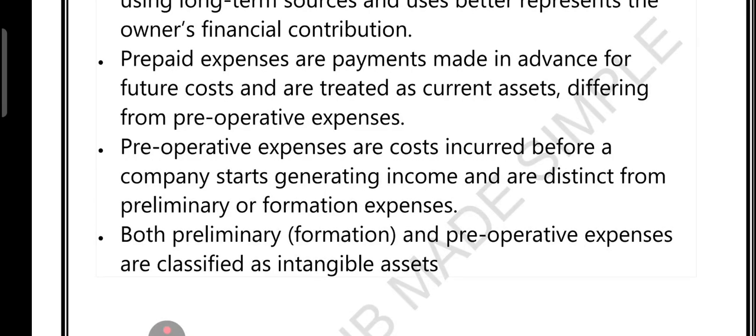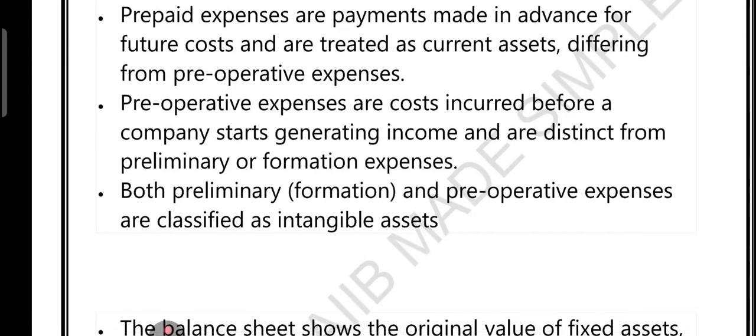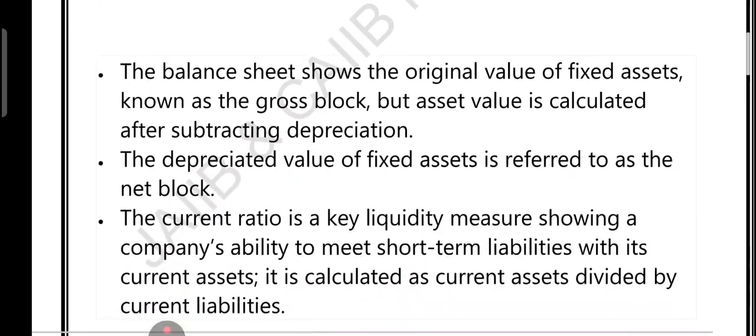Pre-operative expenses are incurred before the business starts operating, and preliminary expenses are costs during company setup. So both pre-operative and preliminary expenses are treated as intangible assets. With these basics, you are ready to interpret financial statements like a pro, one ratio at a time, right?